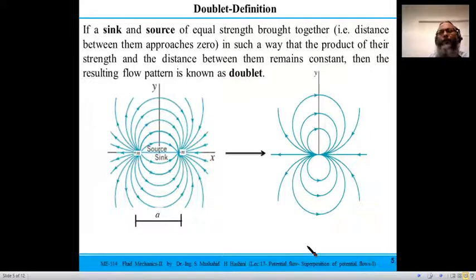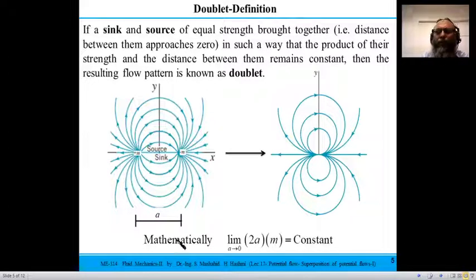So this would be your doublet. Here the source is coming out, and here the sink is going in. So this would be one streamline, this is another streamline, and this would be another streamline in the positive y direction, and similarly you would have source outward and sink inward. So this would be the resulting pattern. The distance between them is 2a, that's why this equation says 2a. From the origin to the source the distance is a, so the total distance would be 2a here.